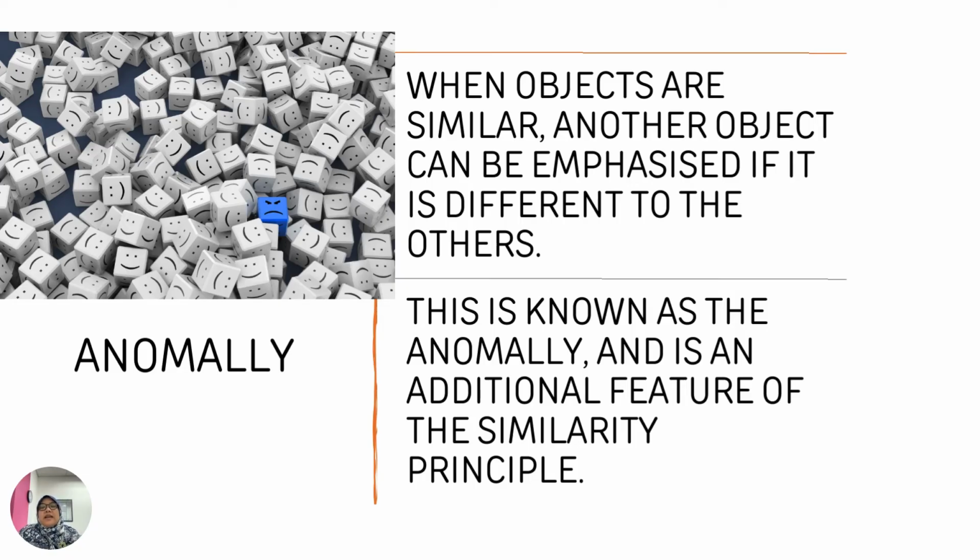So the next element is anomaly. To make an easy example, you are finding something out of the ordinary, and if you look at the image here, the cubes, automatically your eyes will be drawn to that blue cube with an angry face, because of its different color and different expression. So when objects are similar, another object can be emphasized if it is different from the others.